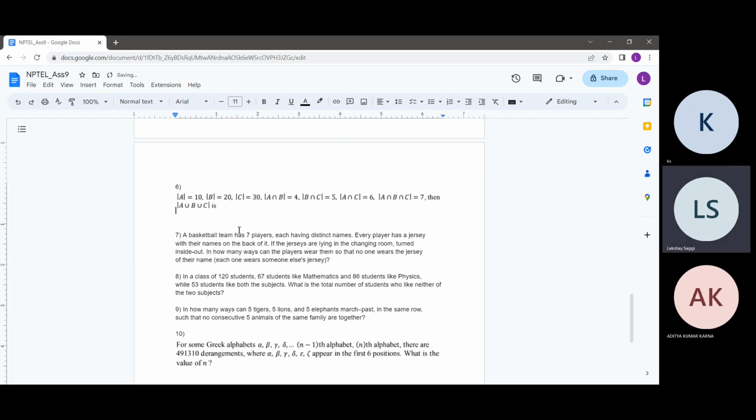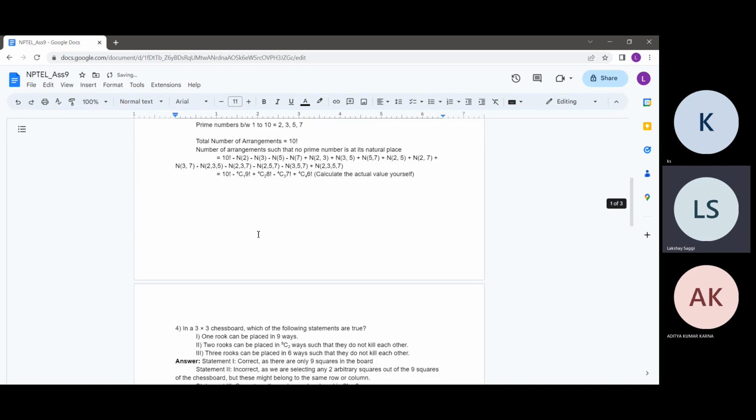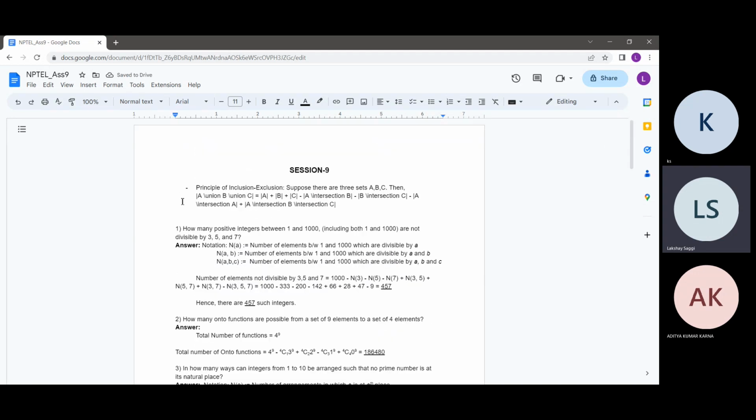The sixth question is nothing but a straightforward application of the principle of inclusion-exclusion. The question is saying, suppose A is 10, B is 20, C is 30, A intersection B is 4, B intersection C is 5, C intersection A is 6, and all intersections are 7, then the value of A union B union C is. It's a very straightforward question. As I had already discussed, this is nothing but inclusion-exclusion. A union B union C is just A plus B plus C minus A intersection B, B intersection C, C intersection A, plus A intersection B intersection C.